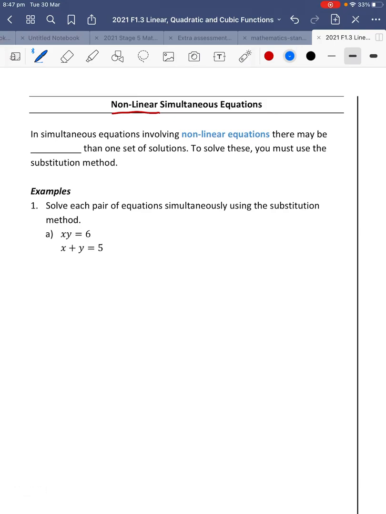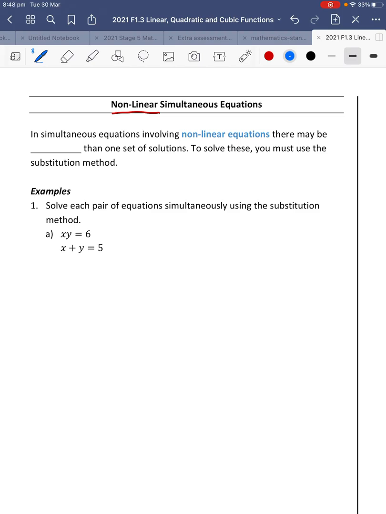In this video, we're going to be solving non-linear simultaneous equations. That is, solving two equations where one or more of the equations is not a linear equation. How does this impact our solutions or answers?